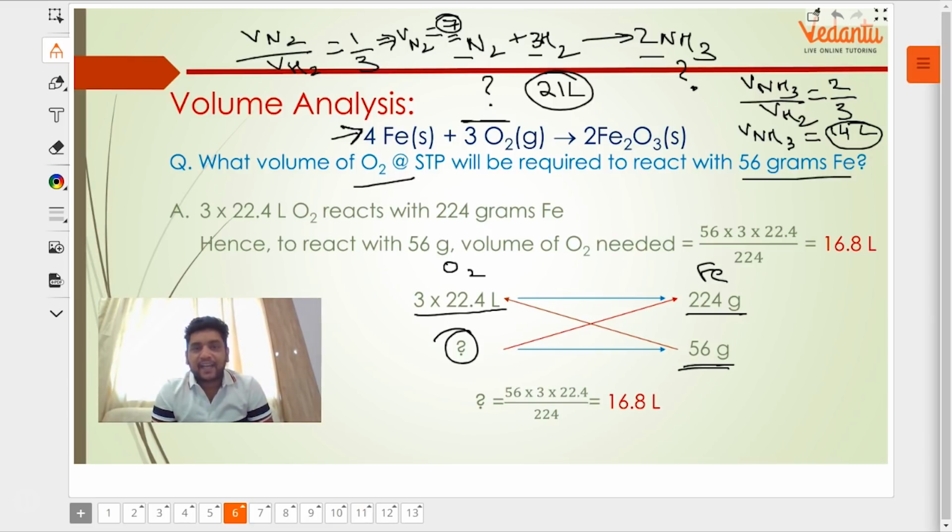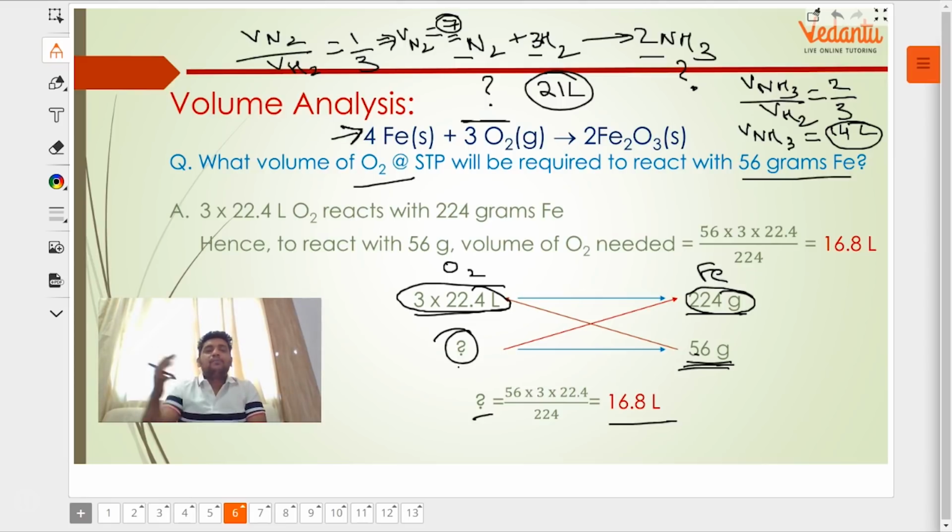Then what volume of oxygen will combine with 56 grams of Fe? Again there is linearity here, so write both of these and cross multiply. The volume of oxygen, question mark, is equal to 56 into 3 into 22.4 divided by 224. That gives you 16.8 liters. Understood?